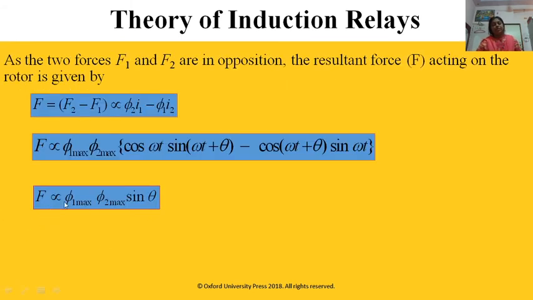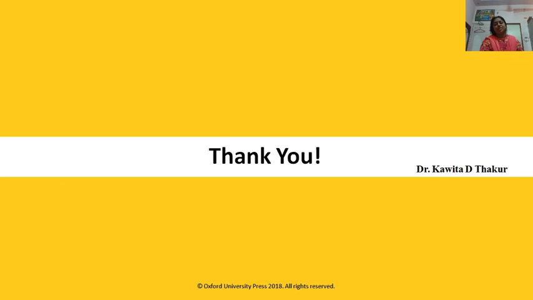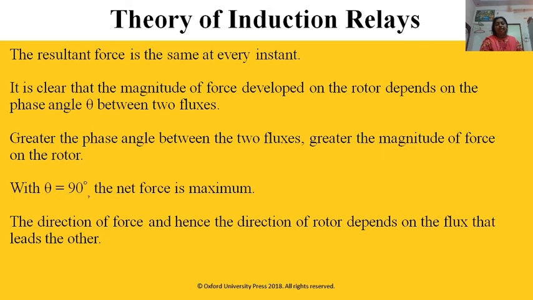F is proportional to phi 1 phi 2. That means, again we came to our original equation, F is proportional to K into I square, into sine theta, where theta is the angle between phi 1 and phi 2. If it is 90 degrees, sine 90 is 1, so it will be maximum. The direction of force and hence the direction of rotor motion depends on the flux that leads the other. When one flux leads the other, the rotor will move in that direction.